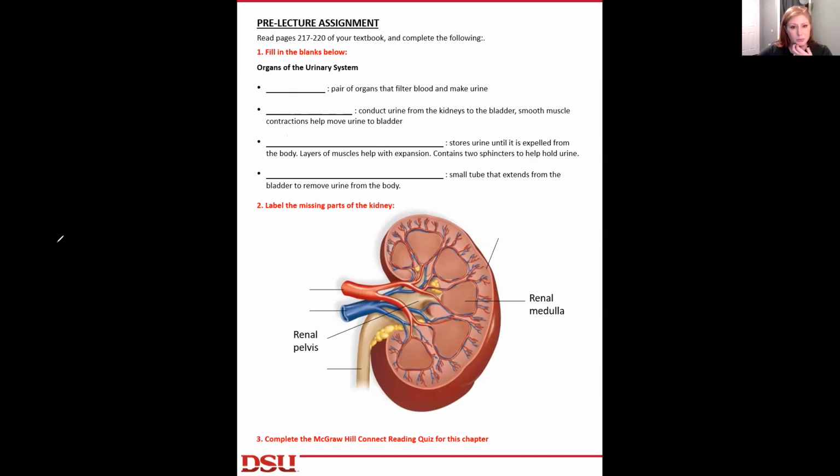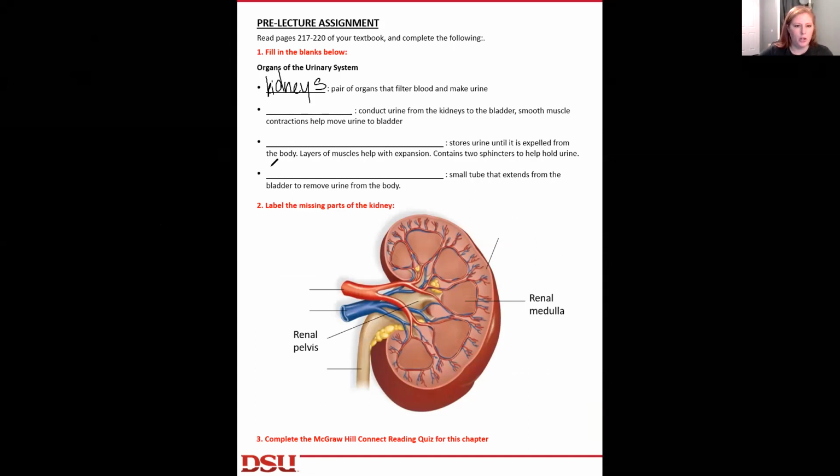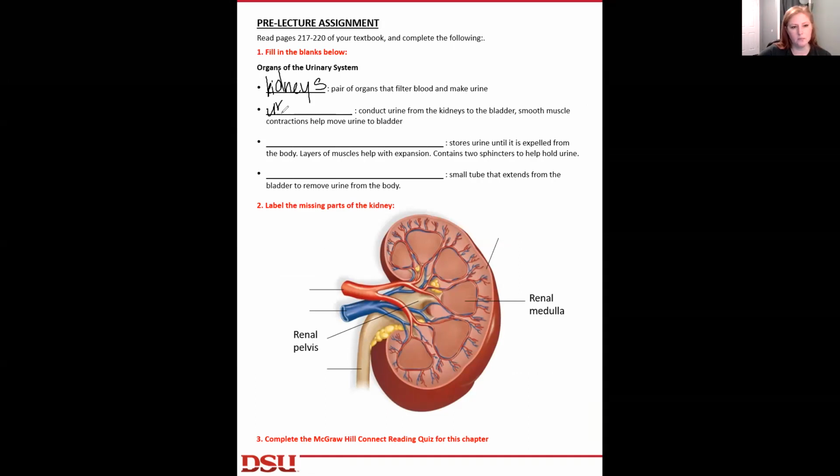Let's go ahead and fill out this sheet. Organs that filter blood and make urine. Those are the kidneys. Ureters are what conduct urine from the kidneys to the bladder. They're made of smooth muscle, and it's the contractions that help to force the urine down into the bladder.